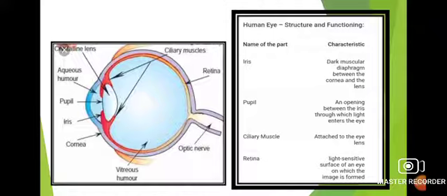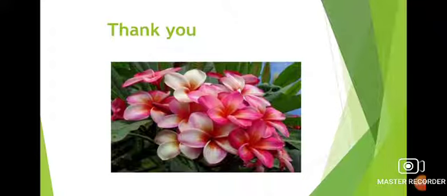Okay, so you have to read page number 77, 78 and 79. You can see the main structure of human eye. Draw the picture of human eye in your copybook and label the important parts of human eye and study.